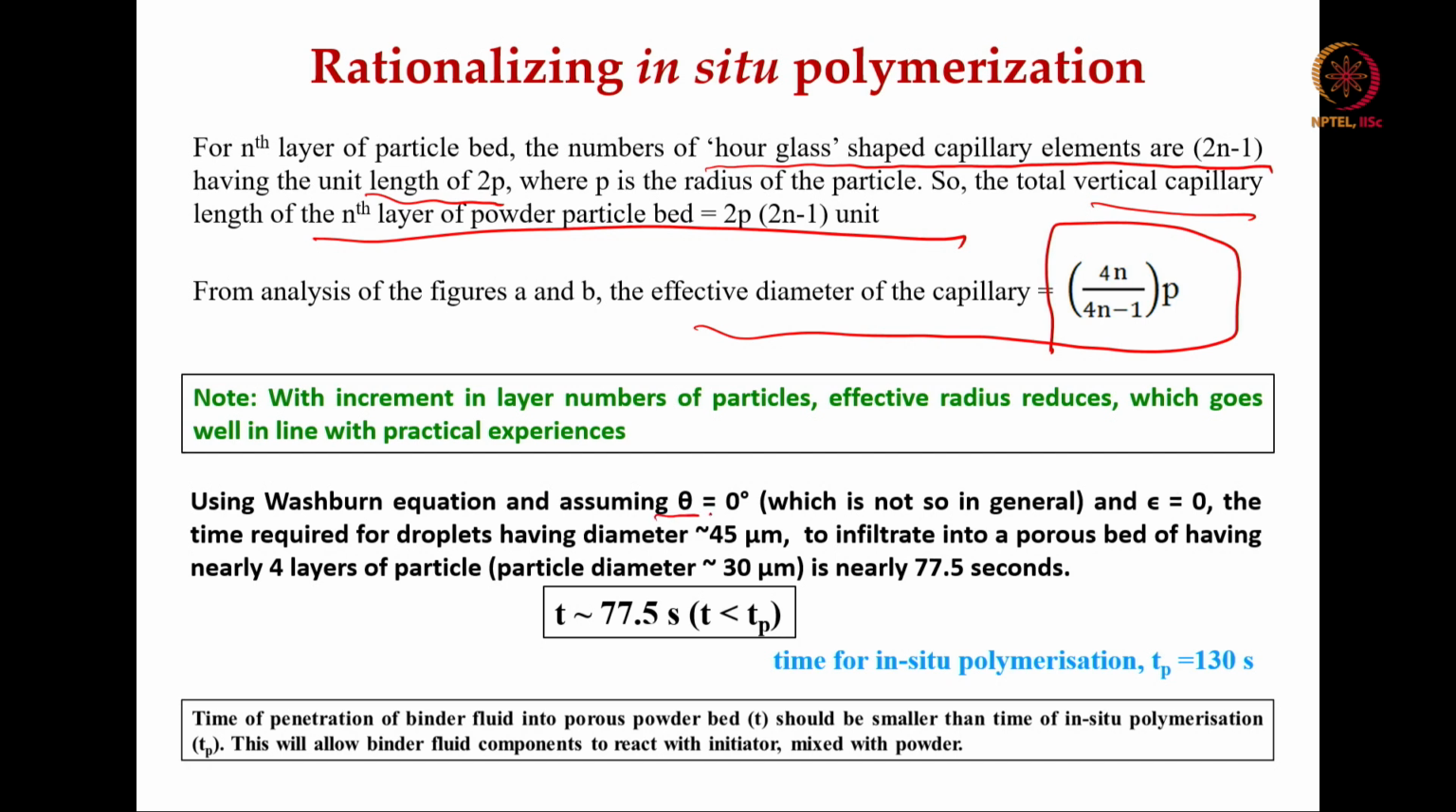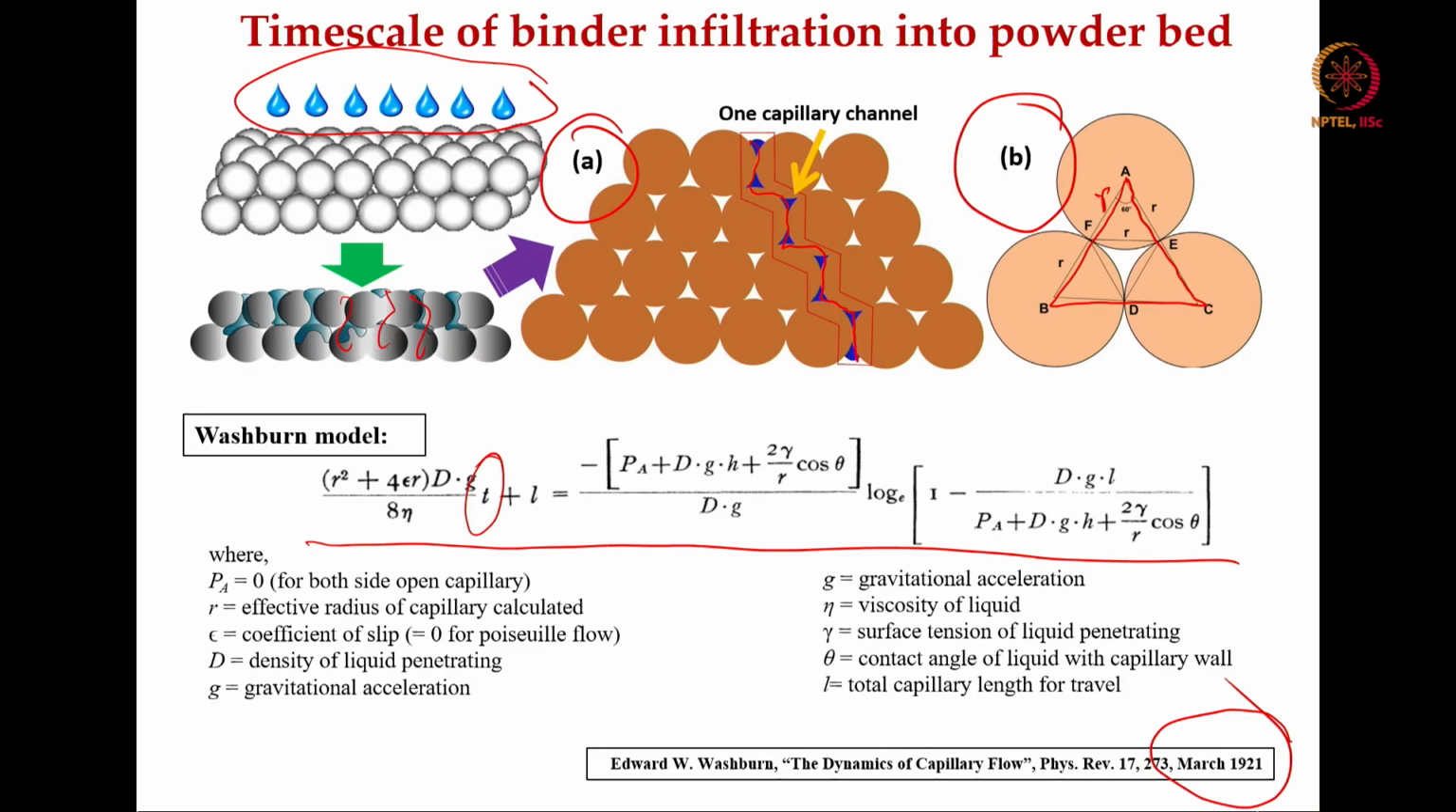So, if you consider theta equal to 0 degree contact angle, which is not common, which is more for reference in hexane, and epsilon equal to 0, the time required for droplets having diameter 45 micron, which we have measured using the shadowgraphy technique, to infiltrate into a porous bed of nearly 4 layers of particles is 77.5 seconds. So, this is 77.5 seconds.